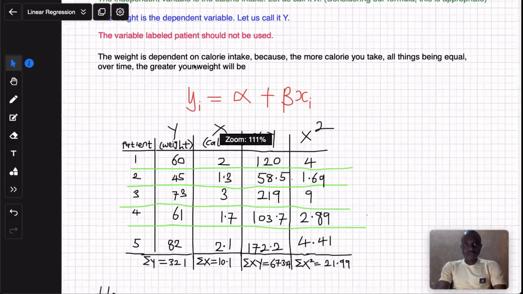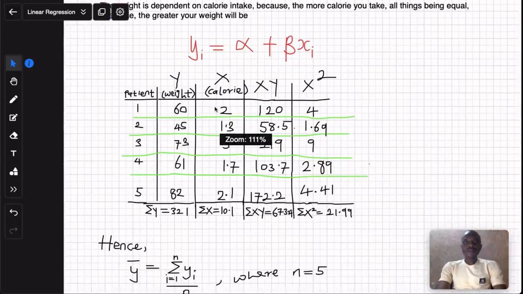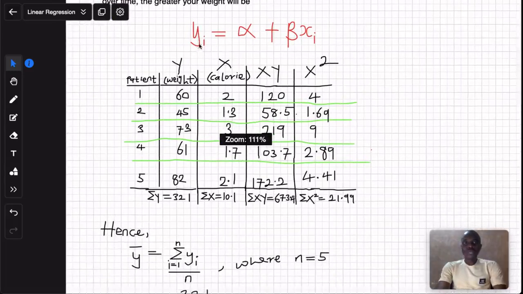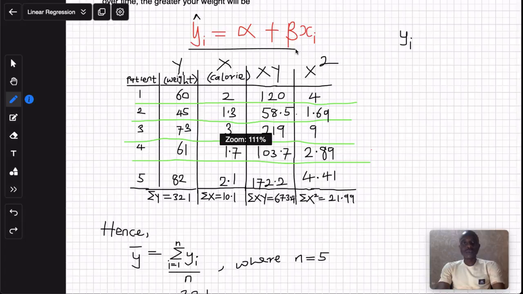Now, the weight is dependent on calorie intake, because the more calorie you take, all things being equal, and that's true, over time, the greater your weight will be. Now, going on, we have our equation which we'll be using to predict. Mind you, don't forget, we call this something like this, and this one here, but at this point we just neglect that. But you may do well to put this here in case you are using it to predict and you want to put a distinction between the observed value, yi, and the predicted value. This is the equation you're going to use to predict.